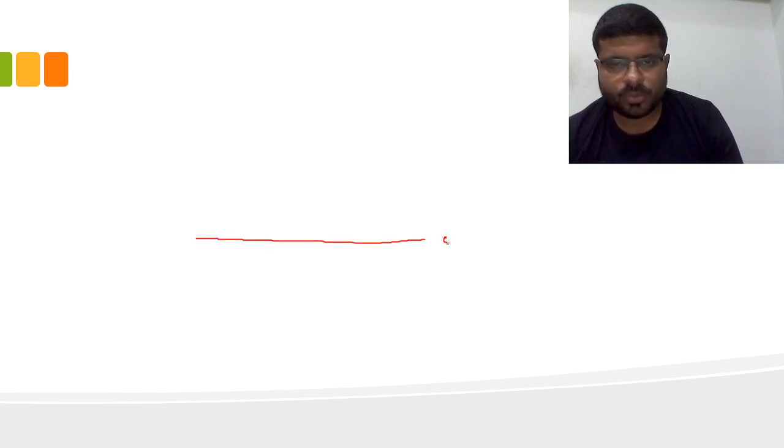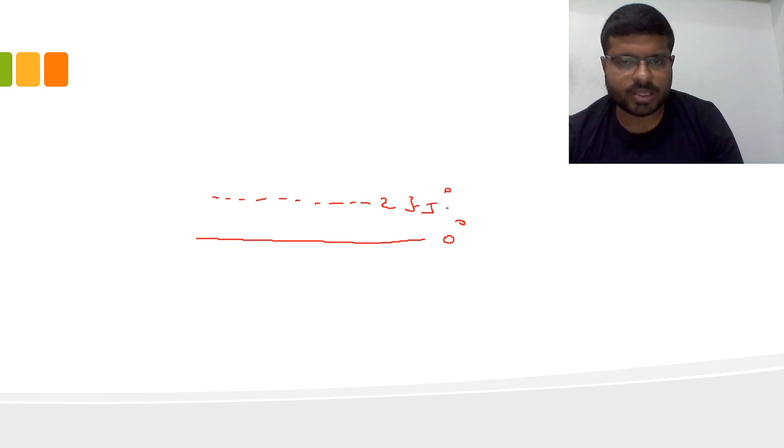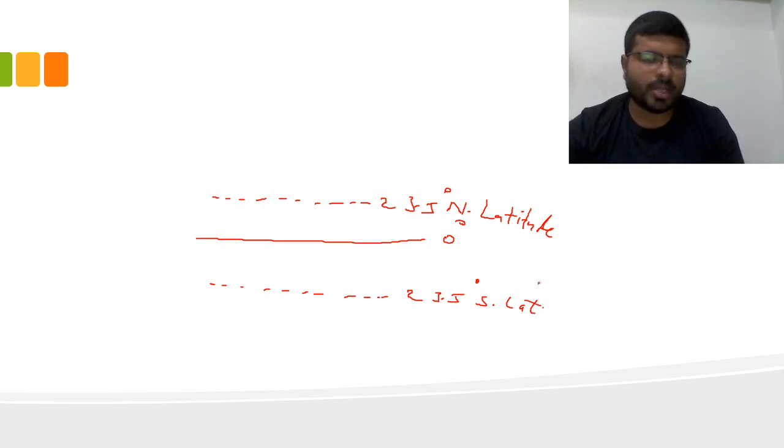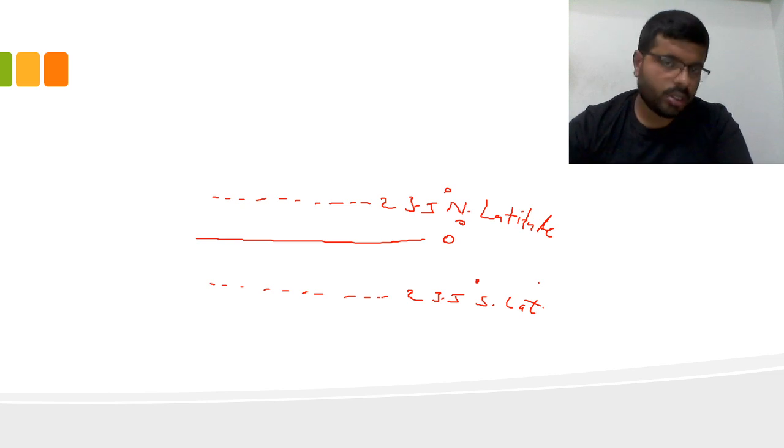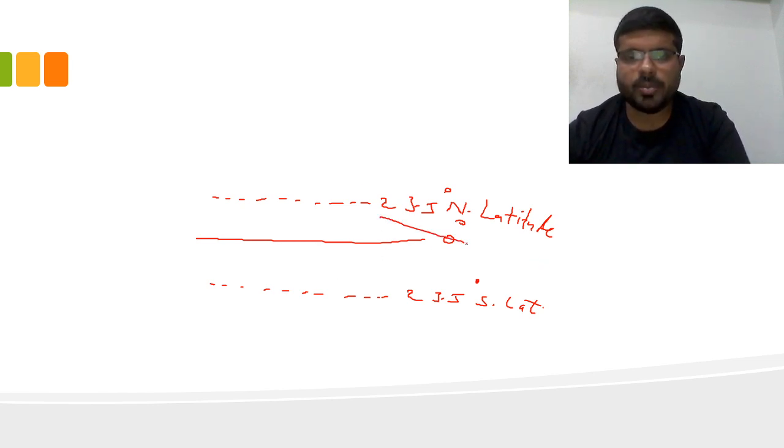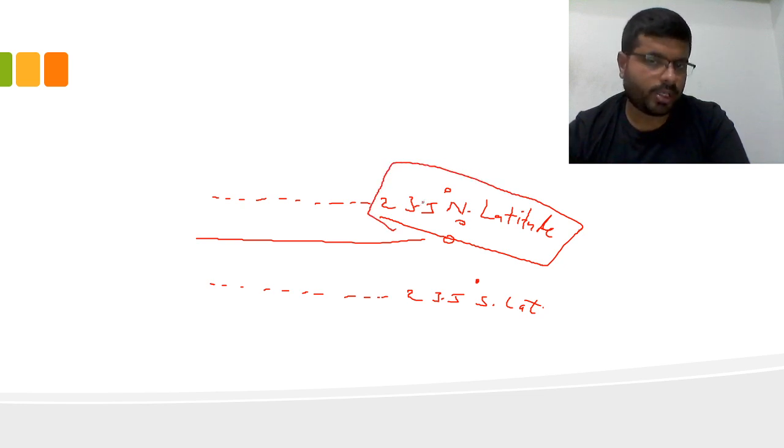So equator 0 degrees, then 23.5 degrees north latitude, then 23.5 degrees south latitude. Latitudes are the imaginary lines drawn parallel to the equator, as you know. Then what are the important latitudes? Why is 23.5 degree north latitude the most important? Why is it important?